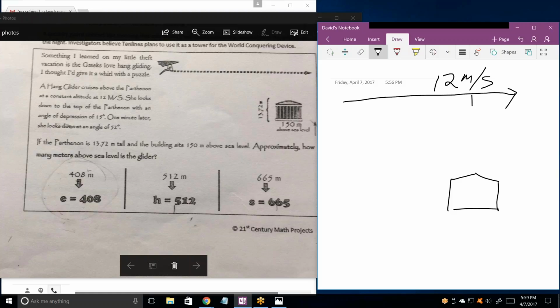How can the altitude be constant? Because as the thing is moving, the altitude changes. All right, let's see if we can figure out their error here. She looks down to the top of the Parthenon, and she makes an angle of 15 degrees. One minute later, okay, now we're getting somewhere. One minute later, the angle is 52 degrees.